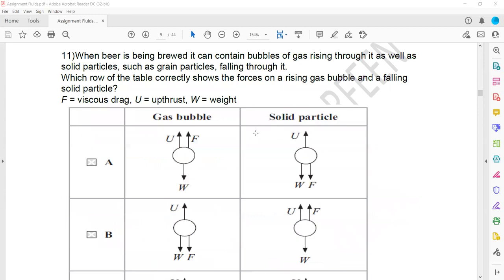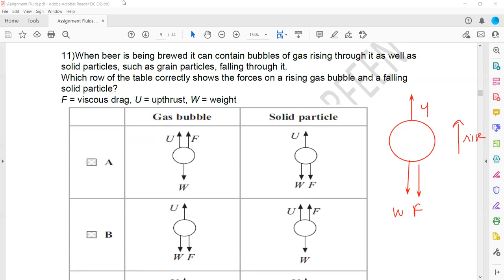In question 11, when beer is being brewed, it can contain bubbles and the gas rises through. So if the gas is rising, upthrust will act upward, weight will act downward, and drag force or viscous drag will also act downward. So for a gas bubble, it should be like this. But this is for a particle which is rising.